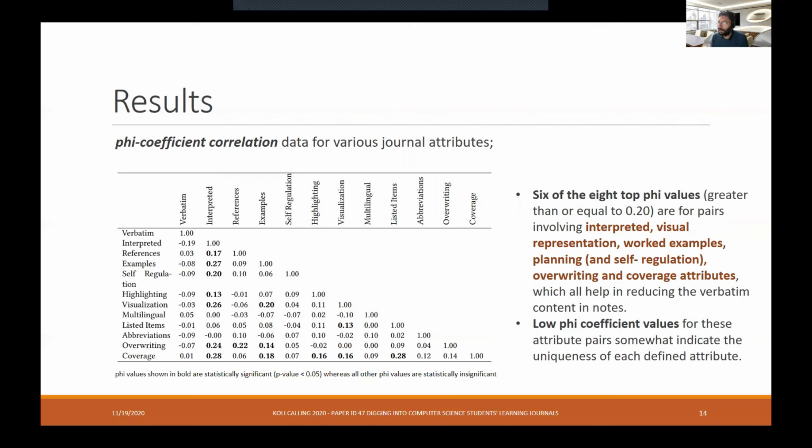We went on to find the phi coefficient correlation, Pearson correlation. And what we found was that although overall we got very low correlation values, the values that fall in the higher bracket are all related to the attributes that work opposite to the verbatim attribute. And then we can say that the low amount of correlation can also indicate the uniqueness of each attribute, but this is still early days, and it is difficult to fully enforce that finding.